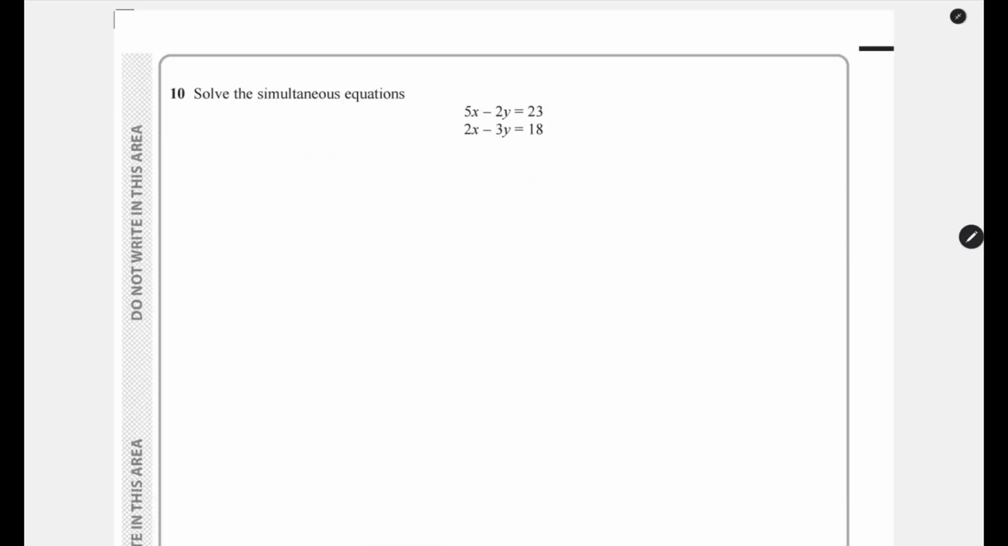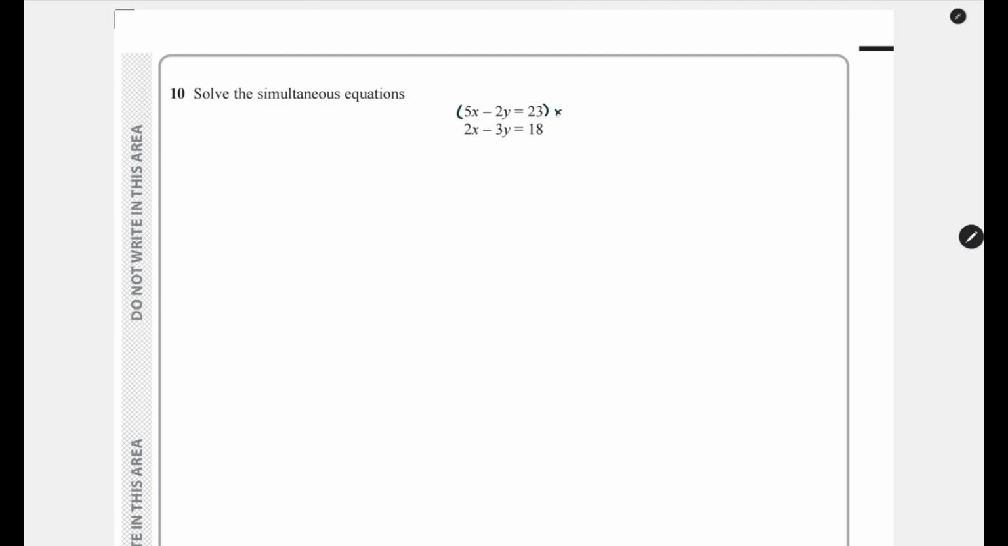Question 10 is asking us to solve these two simultaneous equations, 5x minus 2y is equal to 23, and 2x minus 3y is equal to 18. The first thing that I want to do is make sure that I can take away one of the equations from the other, and that means that the coefficients of either x or y have to be the same. Let's go with x.